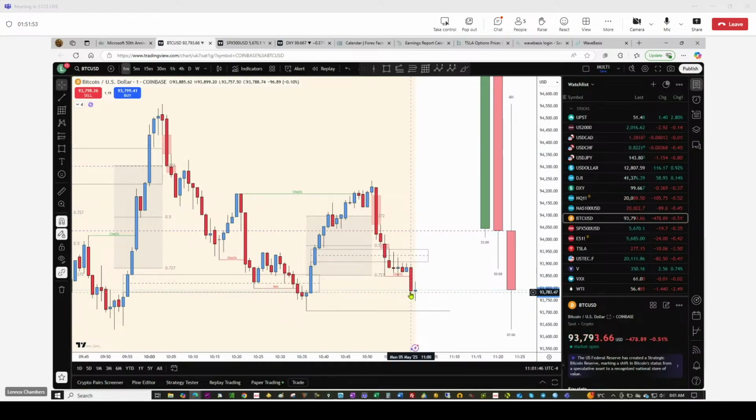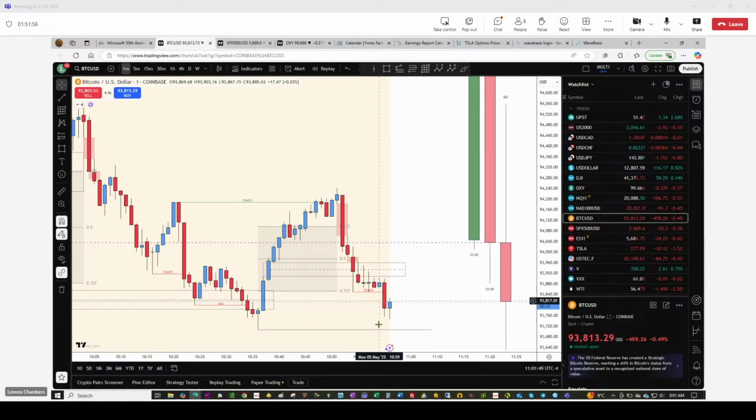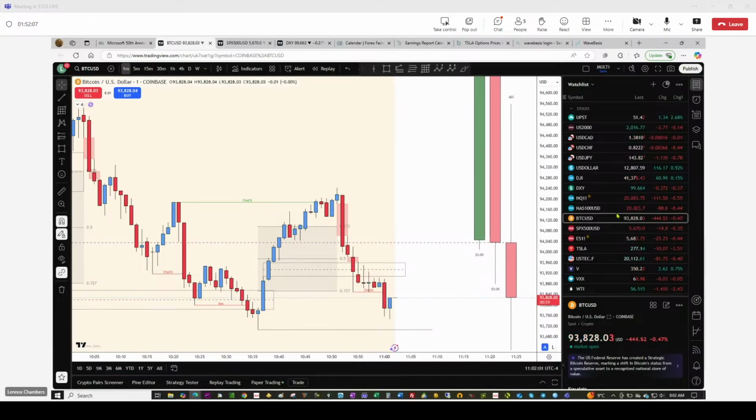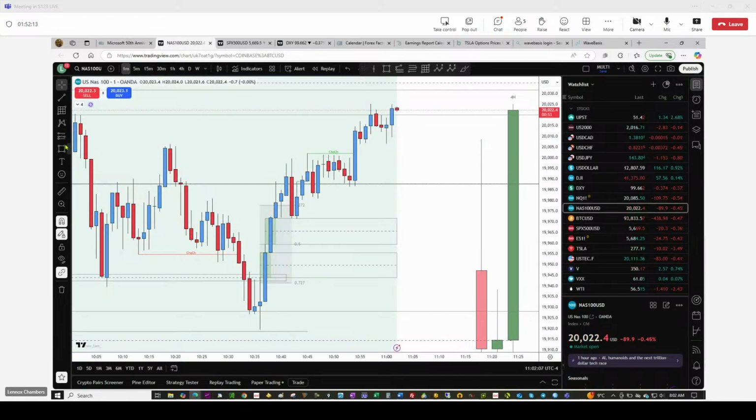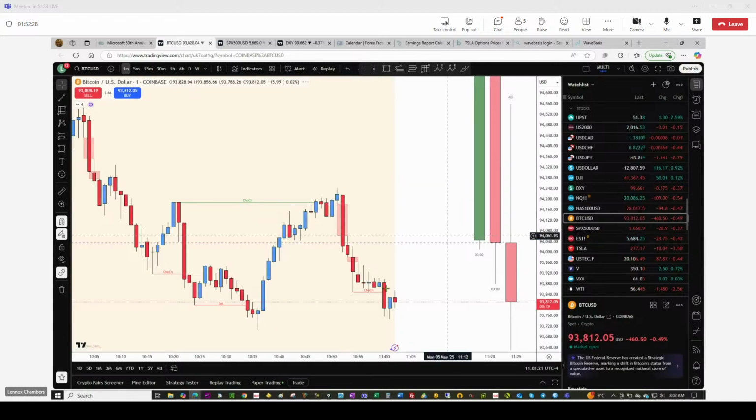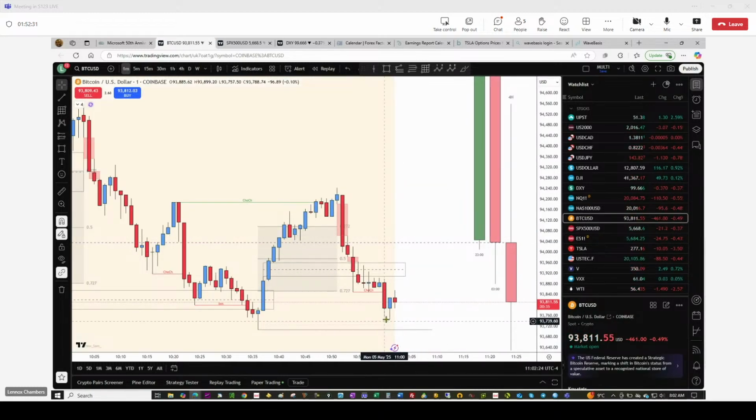I would look for a new fractal in this area because I don't think they're going to take this low, to get back in again. NAS looks quite strong now. It did come back in and touch right there, and we're going. So I would think Bitcoin should start to go back up. There I have a fractal now on Bitcoin. So again, I could enter.